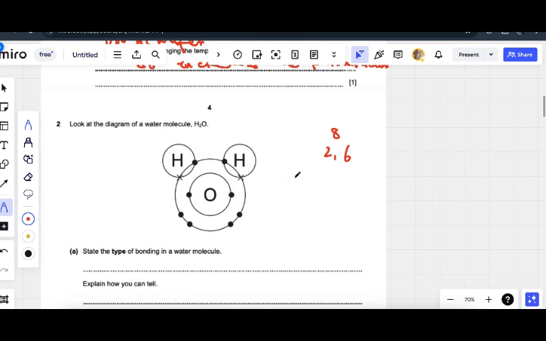For oxygen, the second shell we have 6 electrons. That's the 6 you see here: 1, 2, 3, 4, 5, 6. The first shell has 2 electrons, and the second shell has 6 electrons. This is for oxygen because the atomic number is 8.